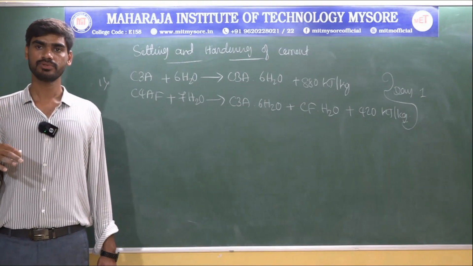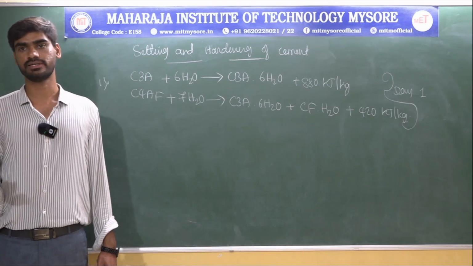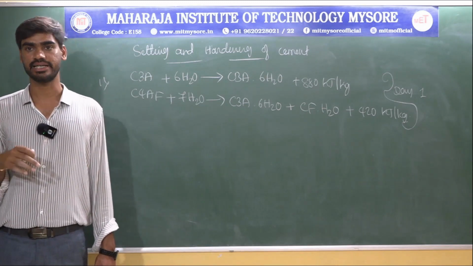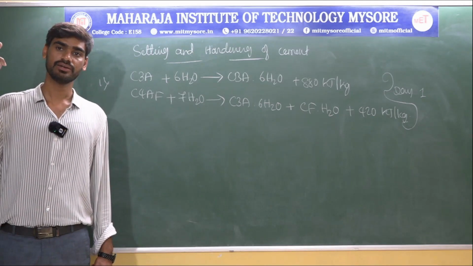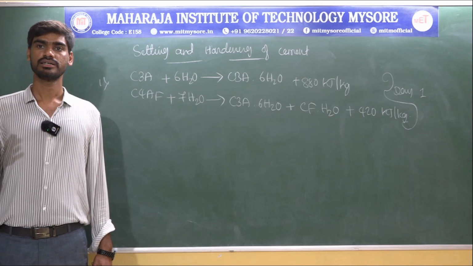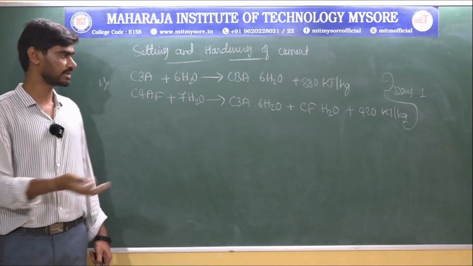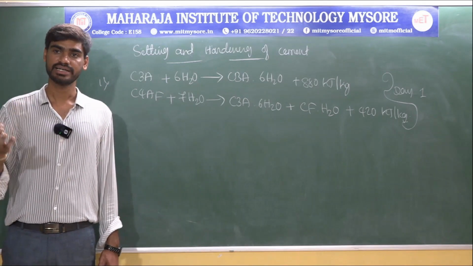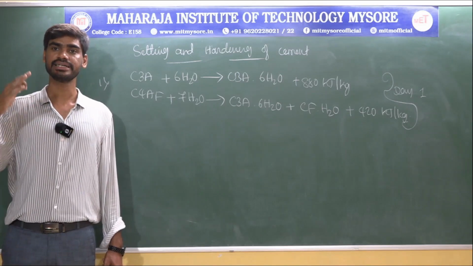So when it comes to the setting and hardening of cement from day 1 to day 7, this is mainly caused by C3S content. So that means in the next step after this one, C3S begins to hydrate, and this happens within 24 hours and gets completed in a week.